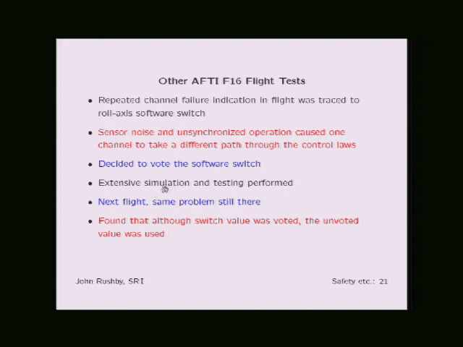But they found that this problem still persisted, and it turned out that the problem was in the recovery code. They had made a mistake in the majority voting code. Even though they computed the majority vote at the switch, the value that was being used was the unvoted value, not the majority value.